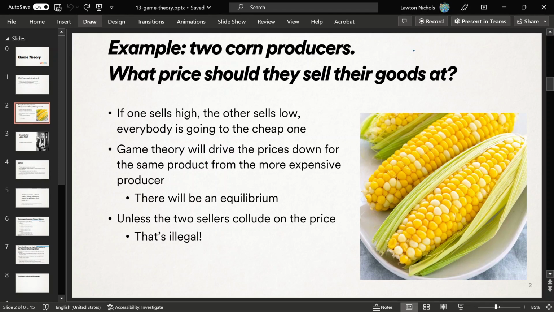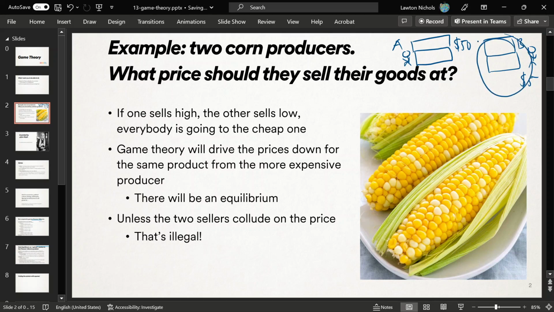And so, for example, here's corn producer A and their corn stand. Here's corn producer B and their corn stand. If producer A is selling their corn at like $50 for each ear, and then producer B is selling their corn at $5 per each ear. There's no such thing really as designer corn. So everybody's going to go and buy their corn from person B, right? They're going to go to the cheaper one, and that's how it's going to work.